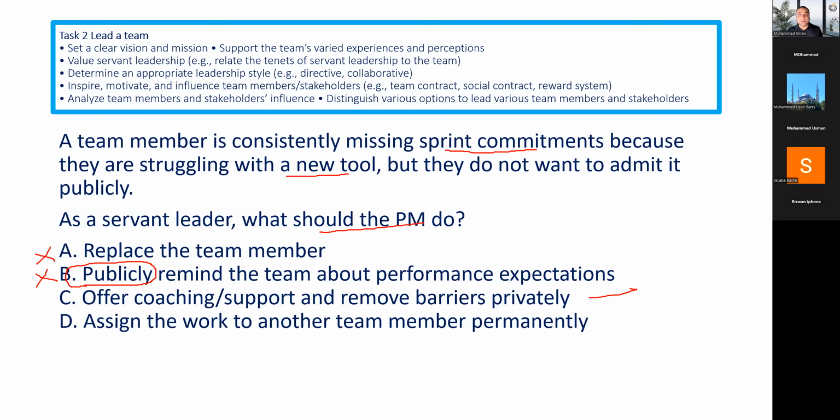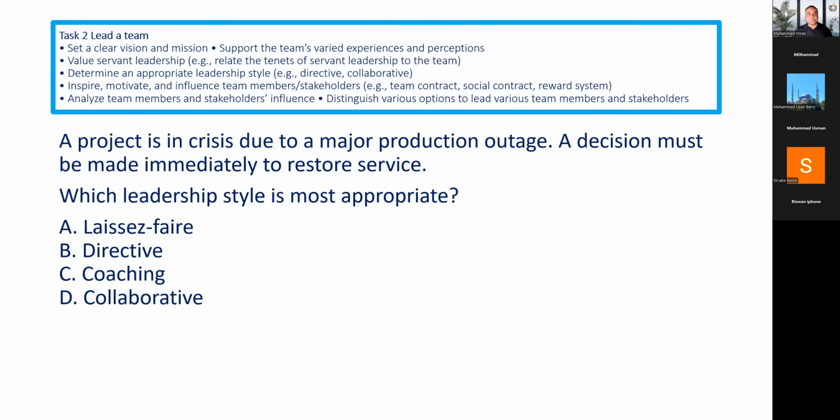Offer coaching and support and remove barriers privately. This seems to be a better answer for us, right? Which we have already answered. Assign the work to another team member permanently. This word could confuse me, but when I see this word, there's nothing called permanent. So the better answer is C. So yes, those who answered C have the correct answer. Very good. Let's move to the next.